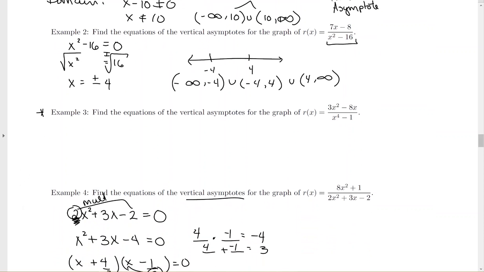Example 3, though, is the one we skipped over. And again, we're only focusing really on the denominator here because, once again, you were told at the start that you're not going to have to worry about holes. So you're not going to have to factor the numerator and see if something's going to cancel out. You're just going to factor the denominator only. So x to the 4th minus 1 equals 0. This is the difference of two squares.